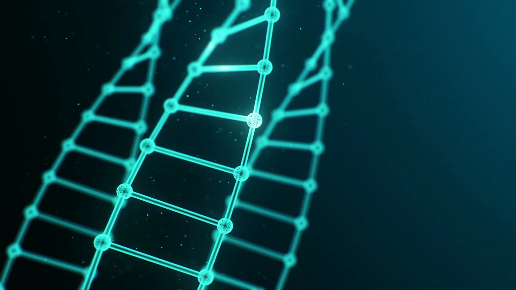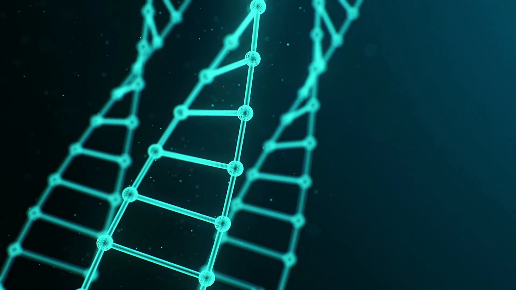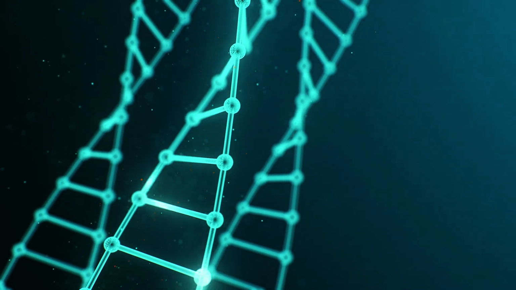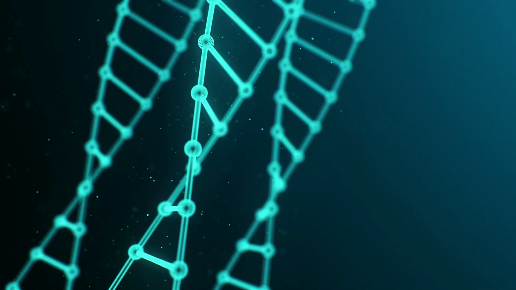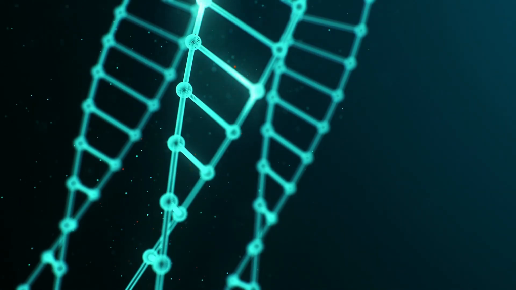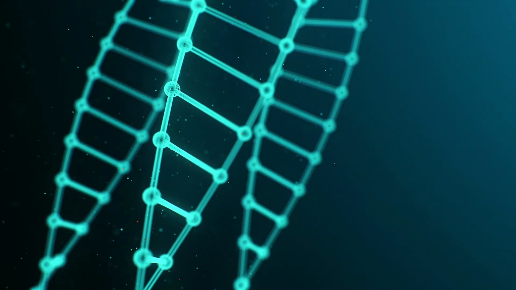Genetic inheritance: DNA is passed down from one generation to the next through the process of inheritance. Offspring inherit half of their DNA from each parent, resulting in a combination of genetic traits from both maternal and paternal lineages.